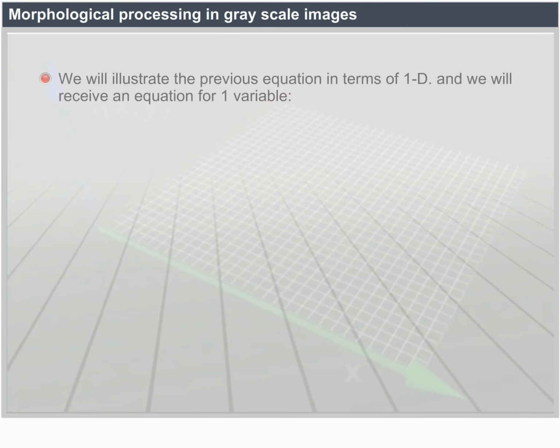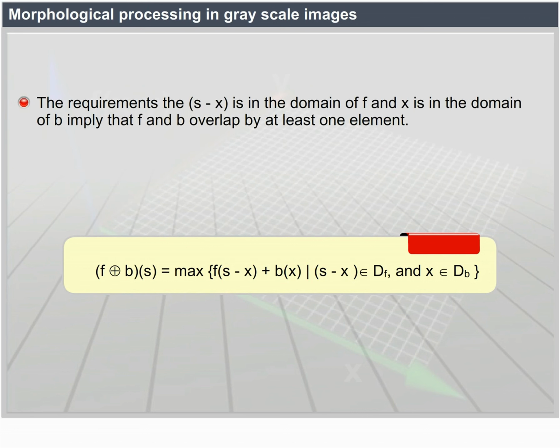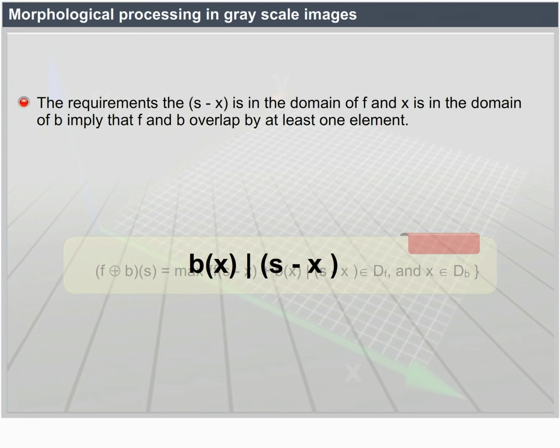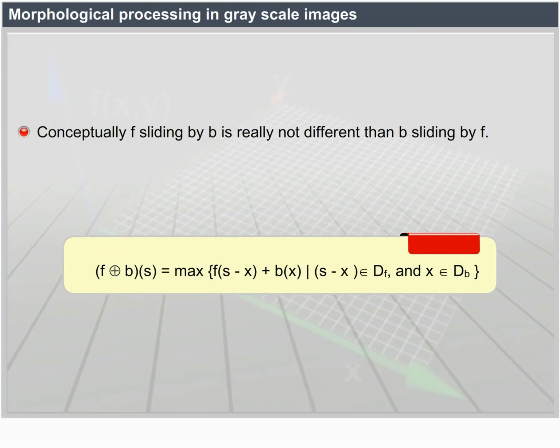We will illustrate the previous equation in terms of one variable, and we will receive an equation for one variable as shown. The requirements that s minus x is in the domain of f and x is in the domain of b imply that f and b overlap by at least one element. Unlike the binary case, f, rather than the structuring element b, is shifted. Conceptually, f sliding by b is really not different than b sliding by f.